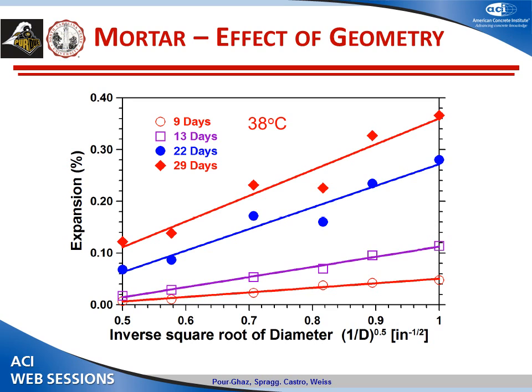On the y-axis, you have expansion. You can see that at any given age, for example, let's look at 29 days, the sample that has a smaller diameter has a larger expansion compared to the sample that has a larger diameter. And this inverse square root of diameter really comes from a composite model, taking into account the transport inside the composite, inside the cylindrical geometry.